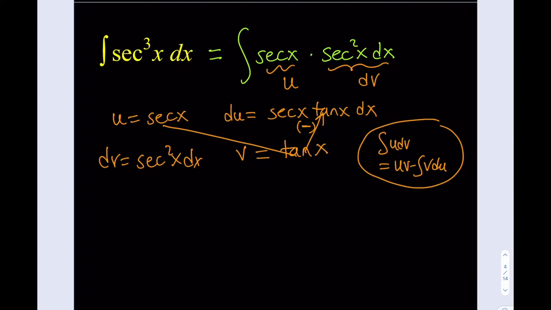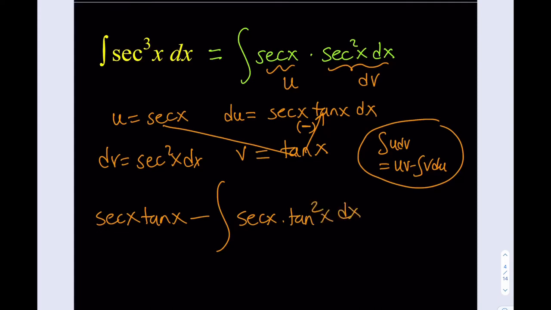That's what we're going to do. Let's see what we get from here. Secant x tangent x. Nice. Okay, that's cool, easy. Minus, okay, what do I have inside the integral? I have secant x multiplied by tangent squared x dx.